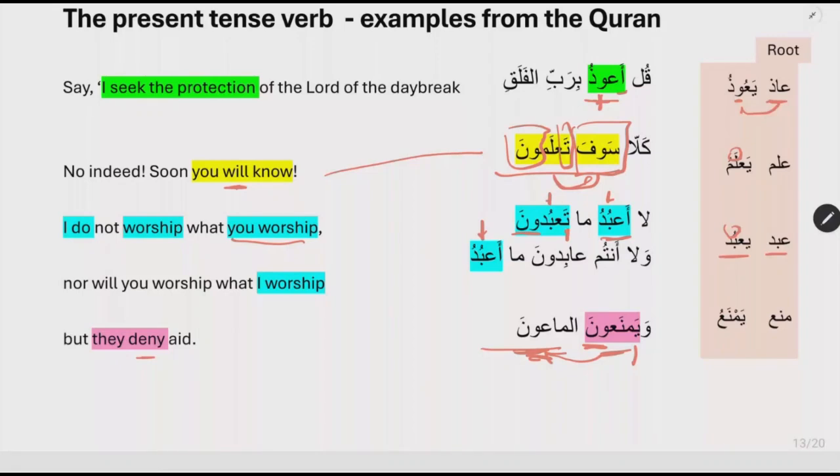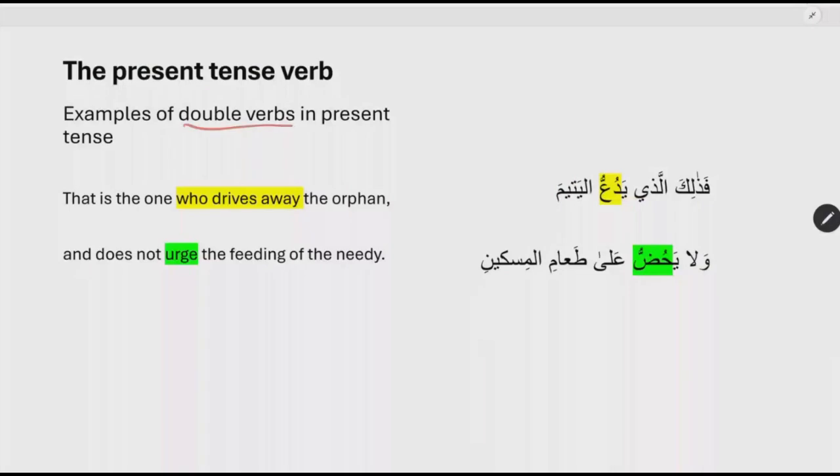Okay, we did the double verb. Remember the double verbs? I think I gave you this example of da'a yadu'u and hadda yahuddu. Yeah, it's the same principle of the ya coming in front and all the suffixes at the end. This is a he version, so it's singular. This one also is a he singular, but you can have the una, ani, and all the other forms of the present tense even in a double verb.